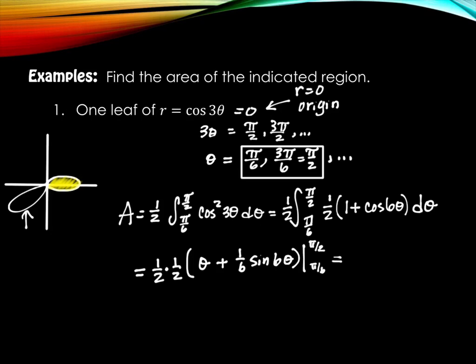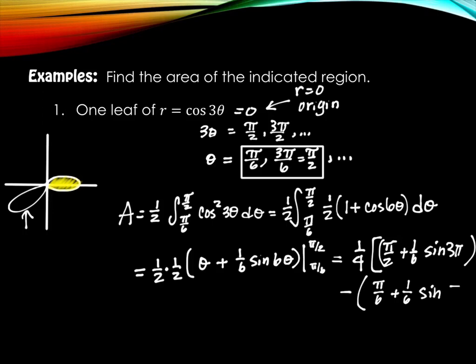We're going to plug pi over 2 in, we're going to plug pi over 6 in, just like we would with all of our others. So I have 1/4 at the beginning. I have pi over 2 plus 1/6 sine of 3 pi, and then minus pi over 6 plus 1/6 sine of pi. So this is what I have, multiplied by my 1/4.